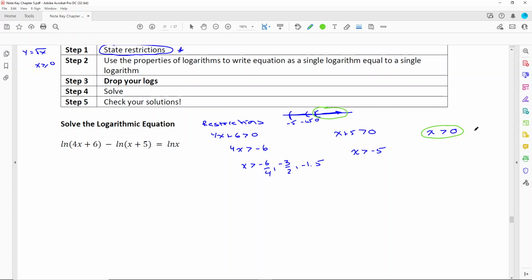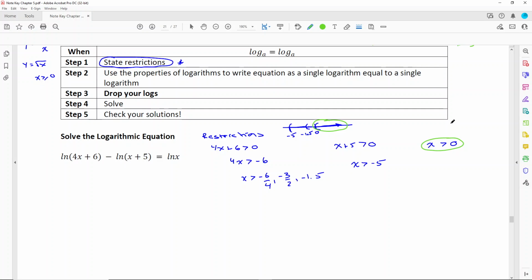Now, if none of that made sense to you, don't worry. You can still reject solutions another way, but I just wanted to show you right off the bat. Okay, now let's go into the process of solving.